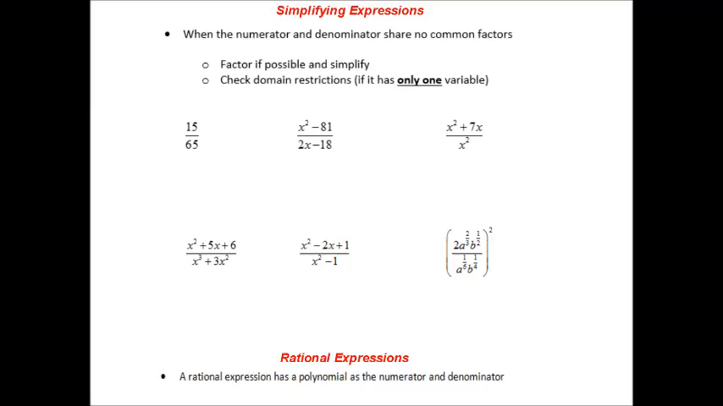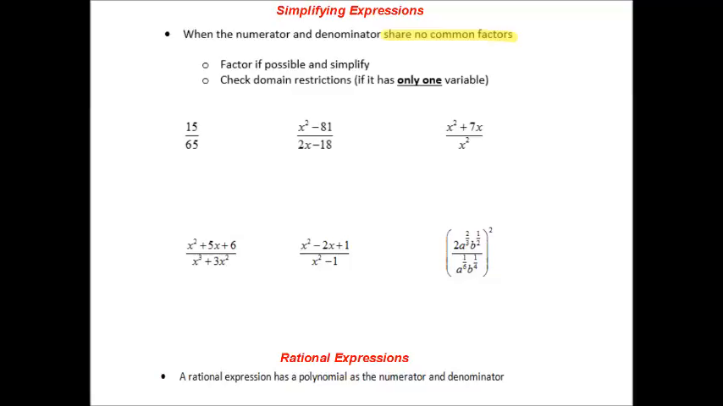With fractions, one important thing is that we have to simplify them. They should always be in simplified form. When is a rational expression in simplified form? When the numerator and denominator share no common factors. So in order to get there, we have to factor both numerator and denominator if possible, and then simplify. And for rational expressions, we also have to check domain restrictions, but that is only if the expression has variables and only if it has only one variable.